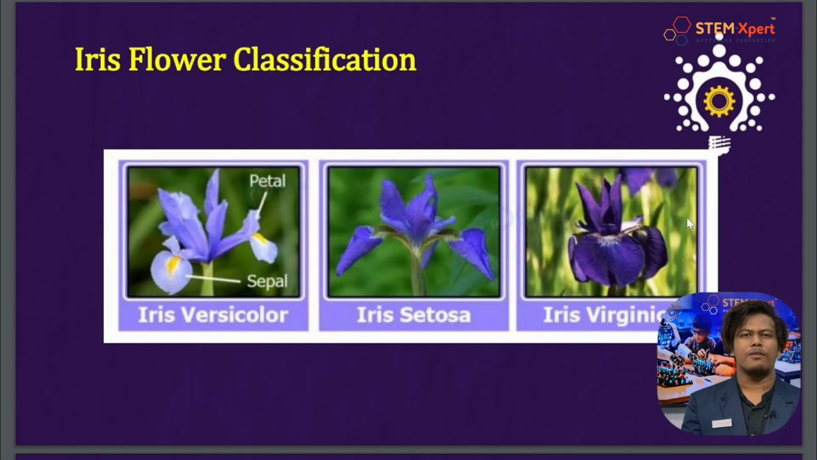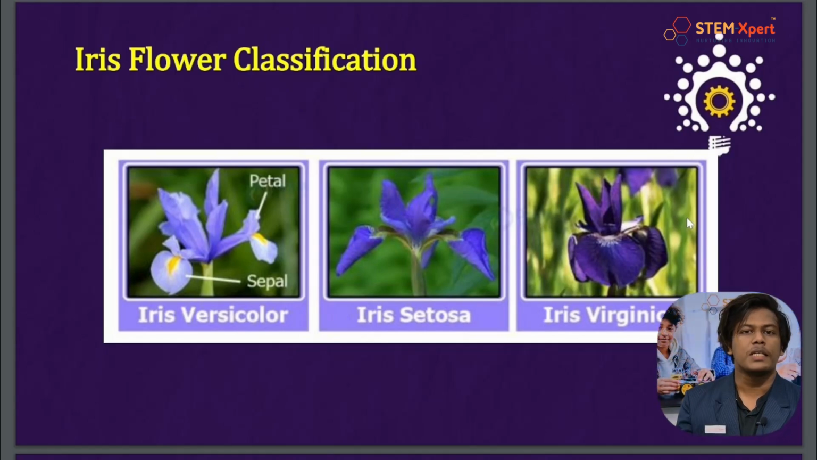All you have to do is give the measurements of the sepal and petal of the flower to the project, and the project has to predict which category, species or classification the flower belongs to. So that's all about the project concept. I'm gonna show you that.